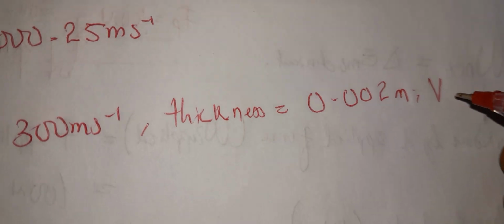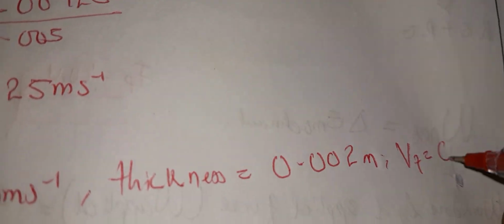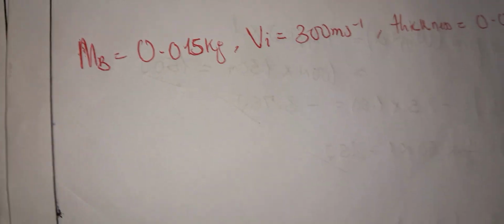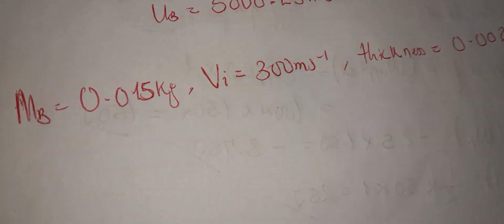So there's a reduction in the speed. So final speed would be 90 meter per second. Assuming the speed changes uniformly, that statement is very important, calculate the average force that impeded the motion. So we want to calculate the average force.